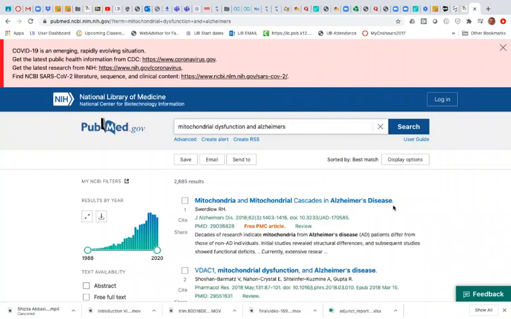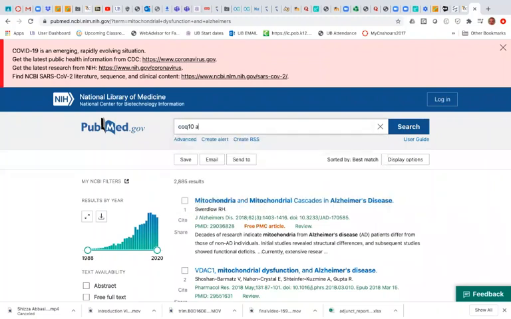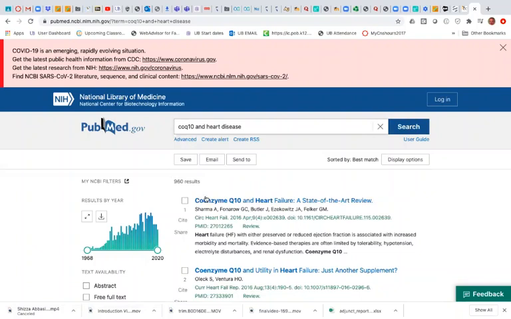So all of these things I know because I'm well aware that if you think about neurological function, you think about muscle function, you think about heart function. Let's look at this. Let's look at CoQ10 and heart disease. CoQ10 and heart failure. There you go. Pretty recent paper. So mitochondria is super important.